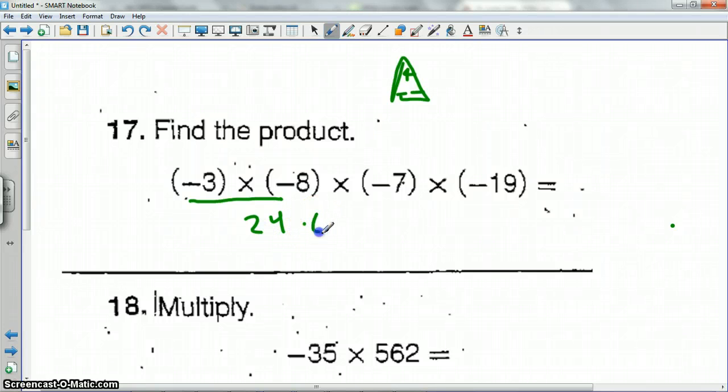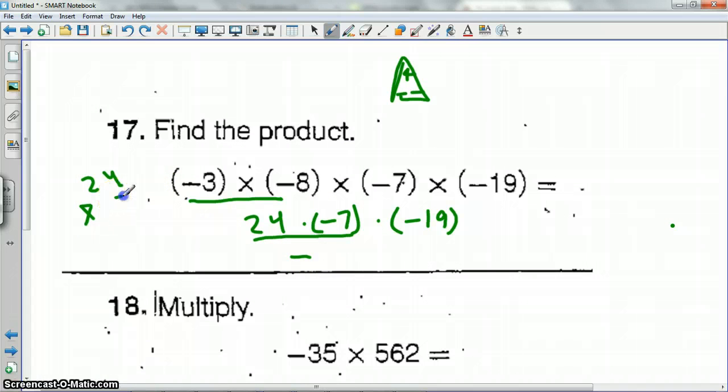I'm going to just copy everything else down. You really don't need those dots because they're parentheses, but that's okay. Then I'll go ahead and just multiply 24 times negative 7. A positive times a negative is a negative. If they're different, it's negative. And 24 times 7 would be 168.